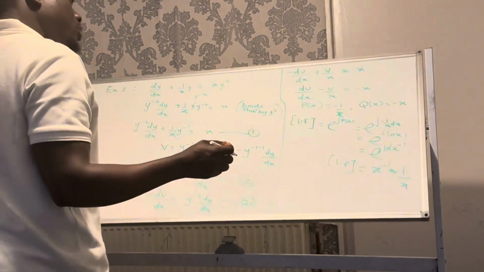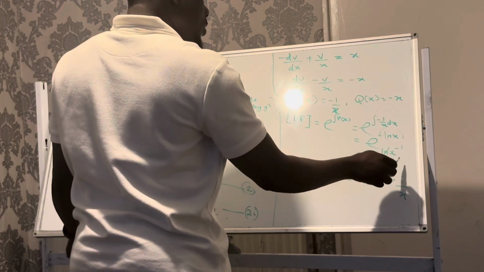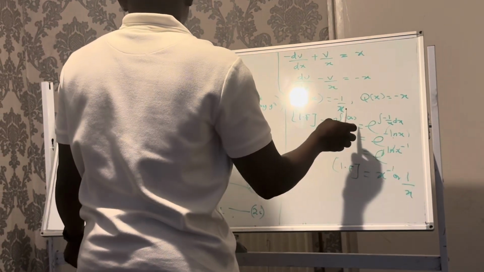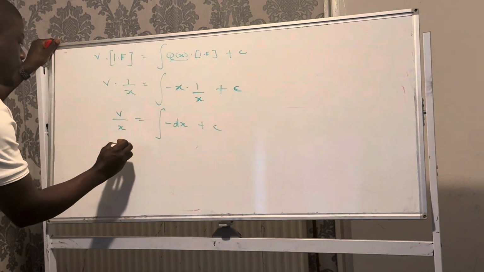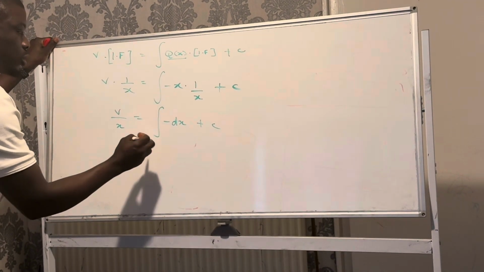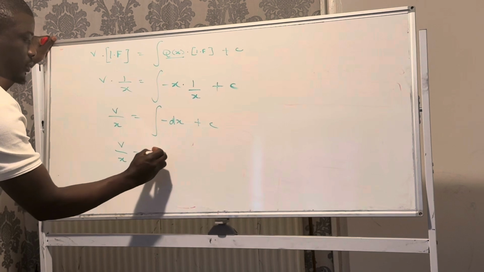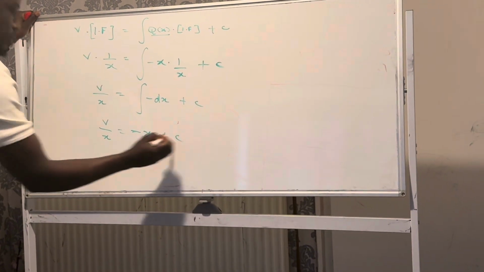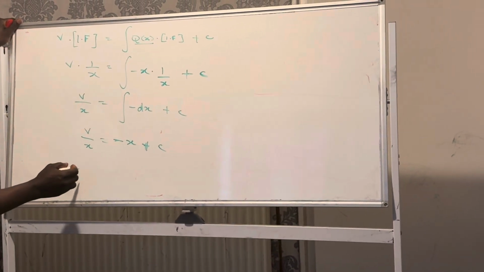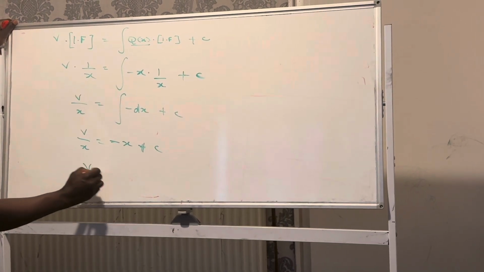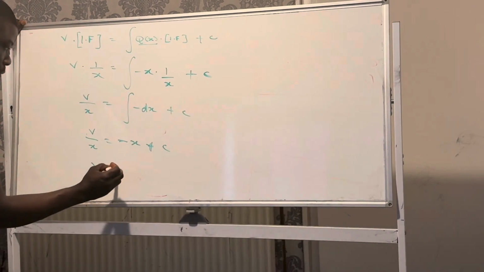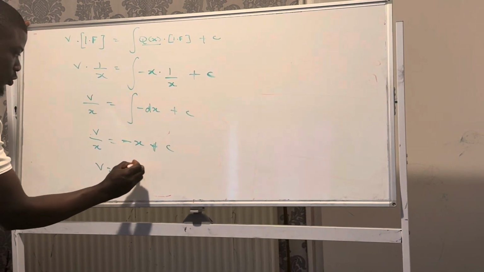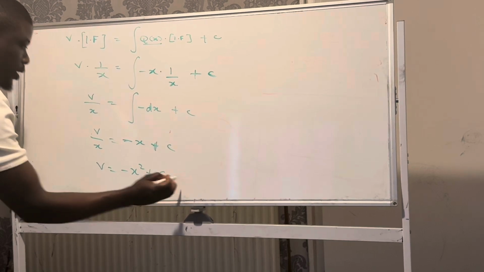Let me check this very well. 1 over s, I'm sure it's 1 over s. So if we have 1 over s here, then we bring them together. So our v all over s will be equal to the integral of minus 1, which is minus s, all plus c. So v will be equal to, we multiply everything by s to make v the subject of the formula, minus s squared plus cs.